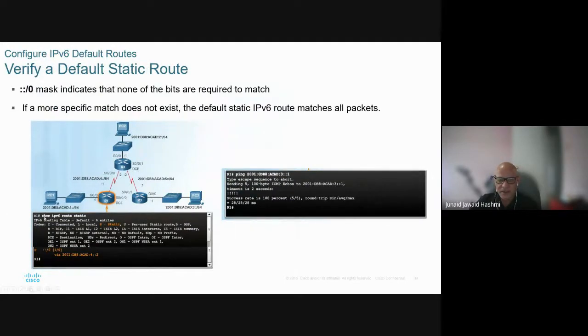And here the commands are the same. How to verify a default static route: show IP version 6 route static. And you see here, S represents a static route. So if you configure a static route and you're having a problem accessing the network, you can verify if the default static route is configured properly.